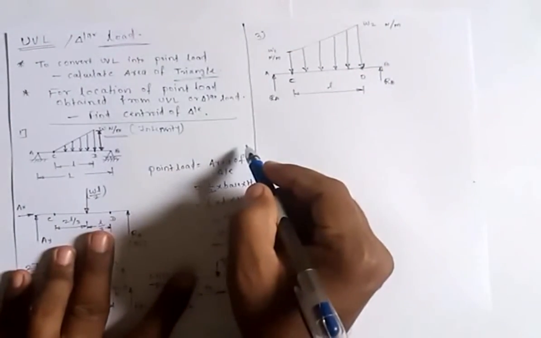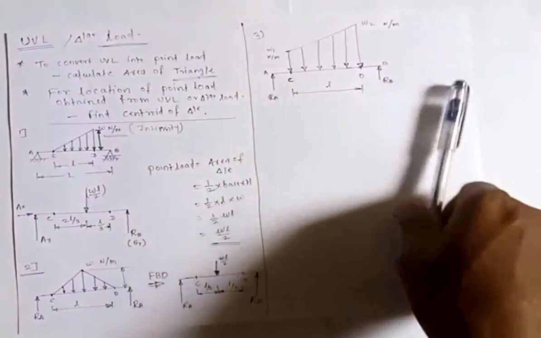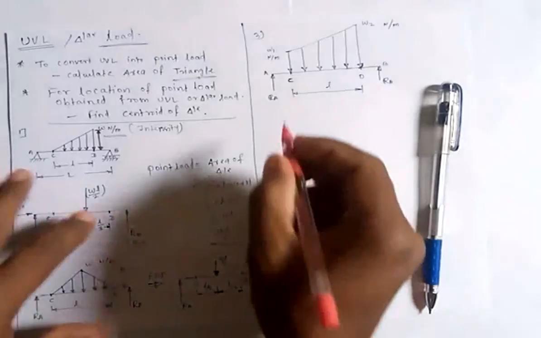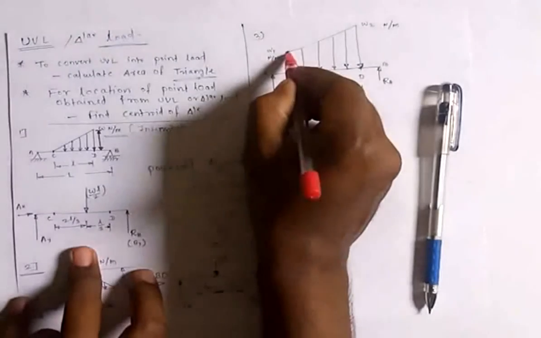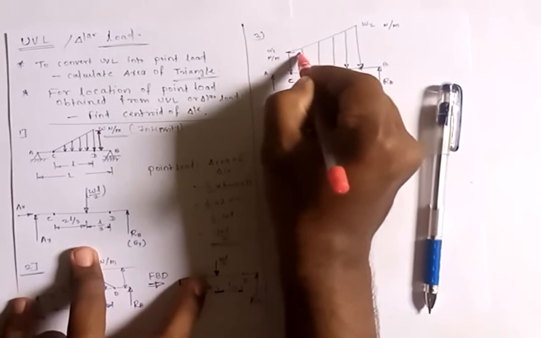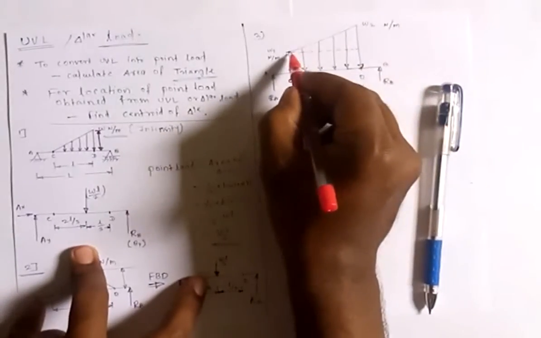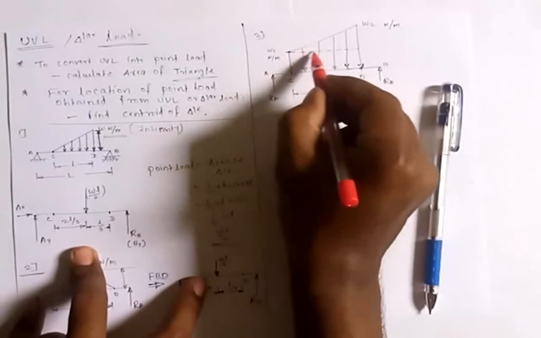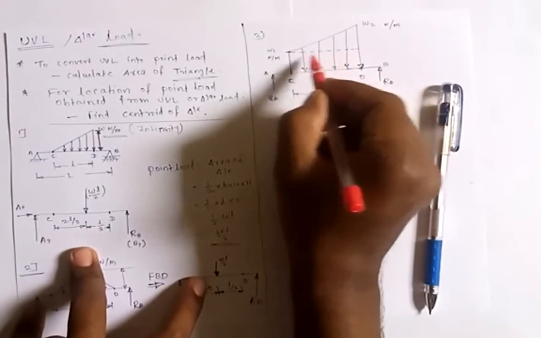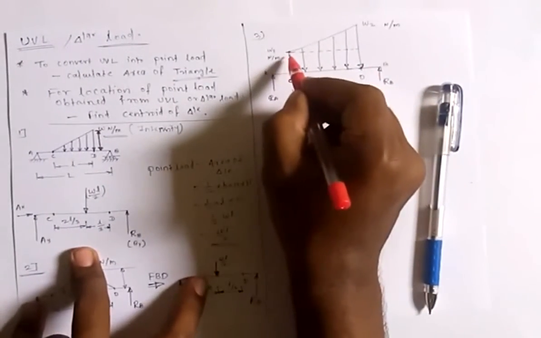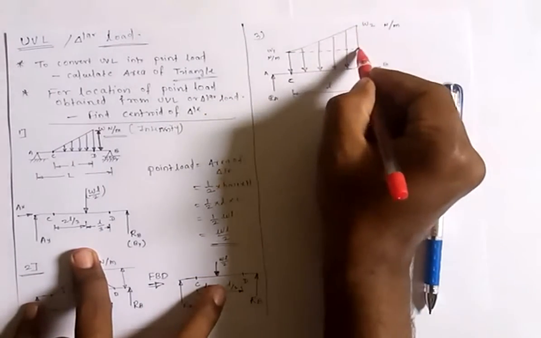Now how to convert this trapezoidal load into point load? It is neither a rectangular load nor a triangular load. So we can do one thing here. From this point we can draw one horizontal dotted line. Now you can see that this trapezoid is divided into two parts. There is a rectangle with height W1, and then there is a triangle with height this much. Now this height is to be determined.